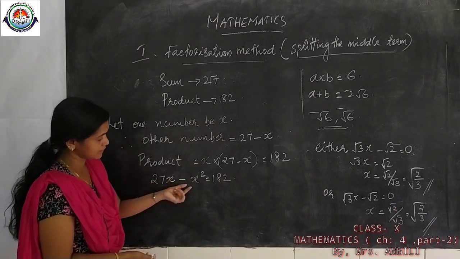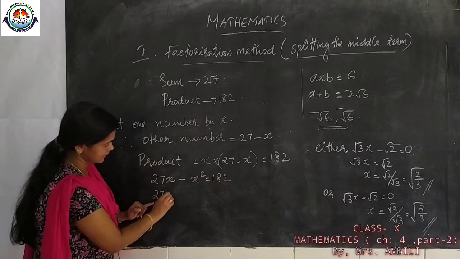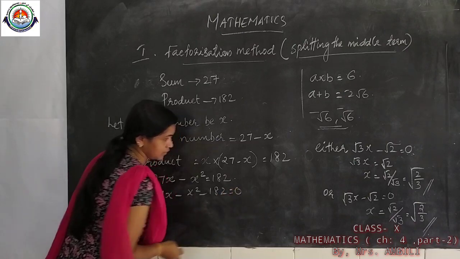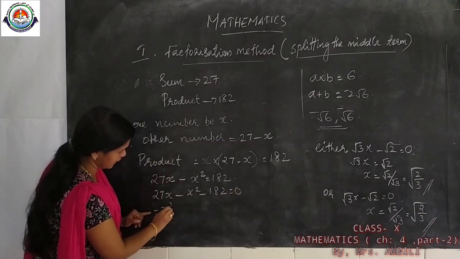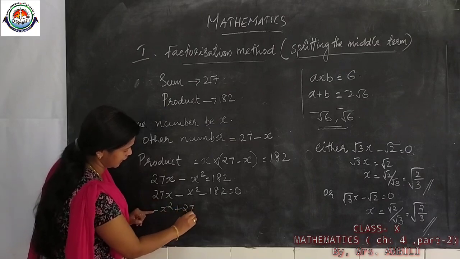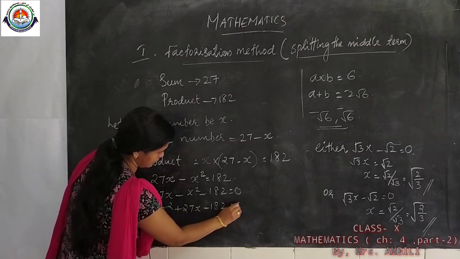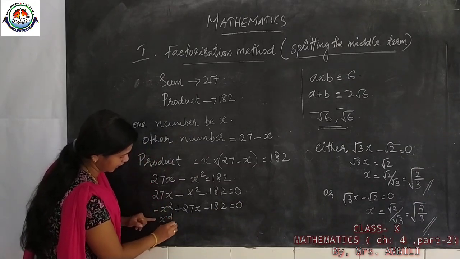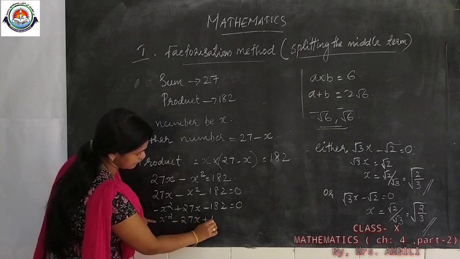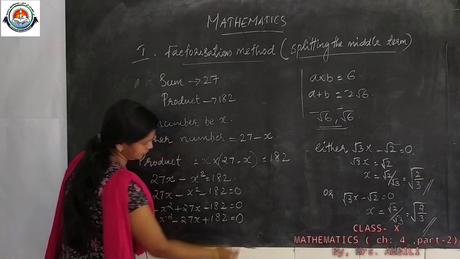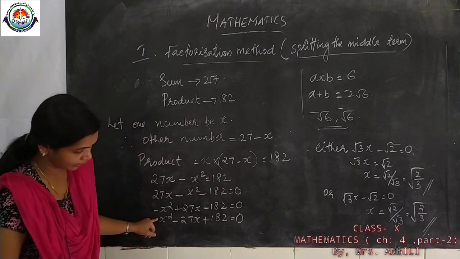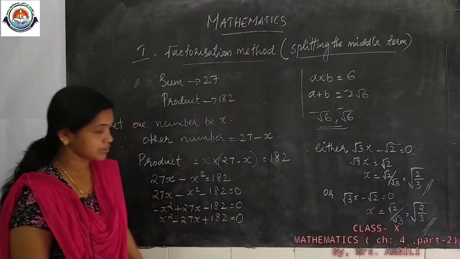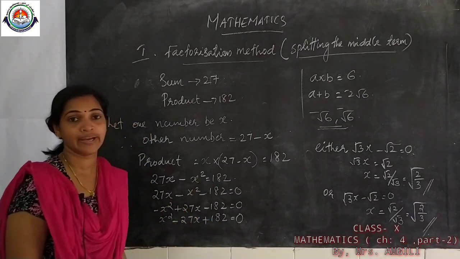So we can write 27x minus x square minus 182 equal to 0. So here we can write minus x square plus 27x minus 182 equal to 0. When you multiply with minus 1, what we will get? x square minus 27x plus 182 equal to 0. So what is our required quadratic equation? x square minus 27x plus 182 equal to 0. We need to solve it, then only we will get the value of x.